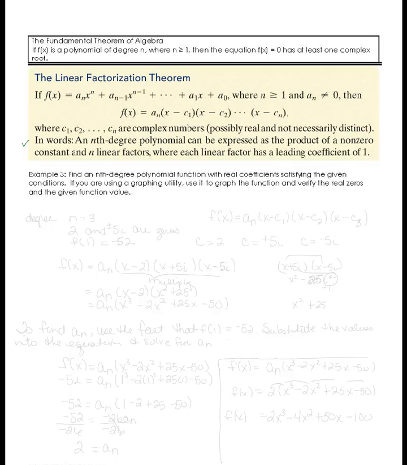So here's some information. For example 4, it says find an nth degree polynomial function with real coefficients satisfying the given conditions. Our conditions are: our degree is 3, we have 2 and 5i as our zeros, actual zeros, and we have a point on the graph at 1 and negative 52. So think about if you were to plot this, you would go to the x-axis at 1 and all the way down to negative 52.